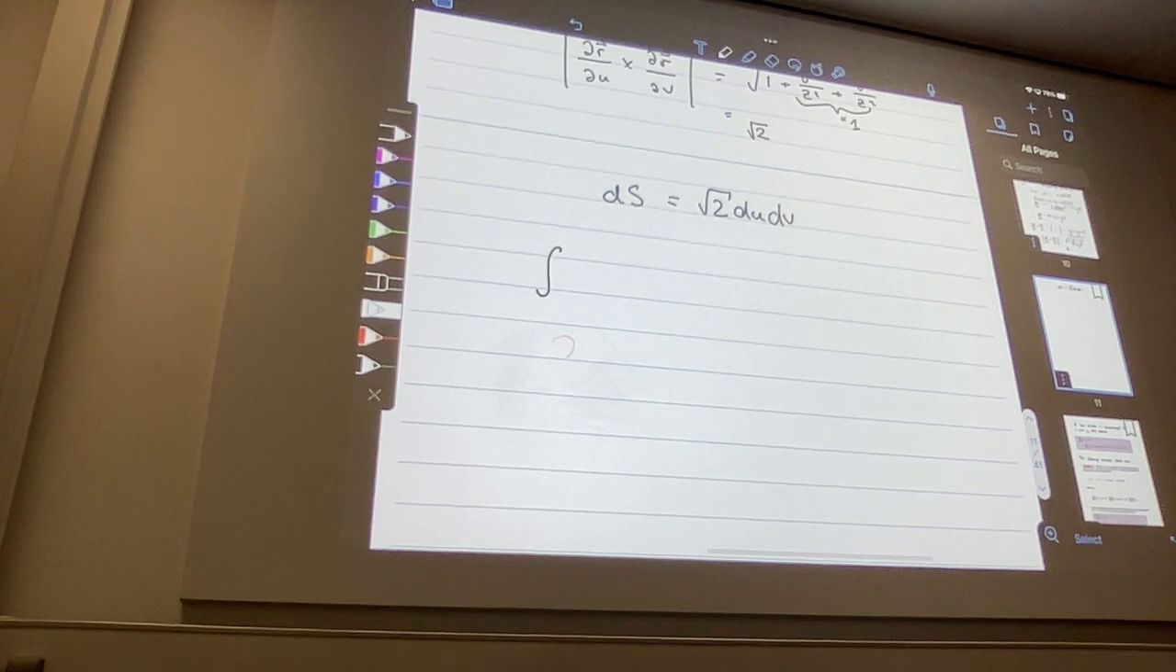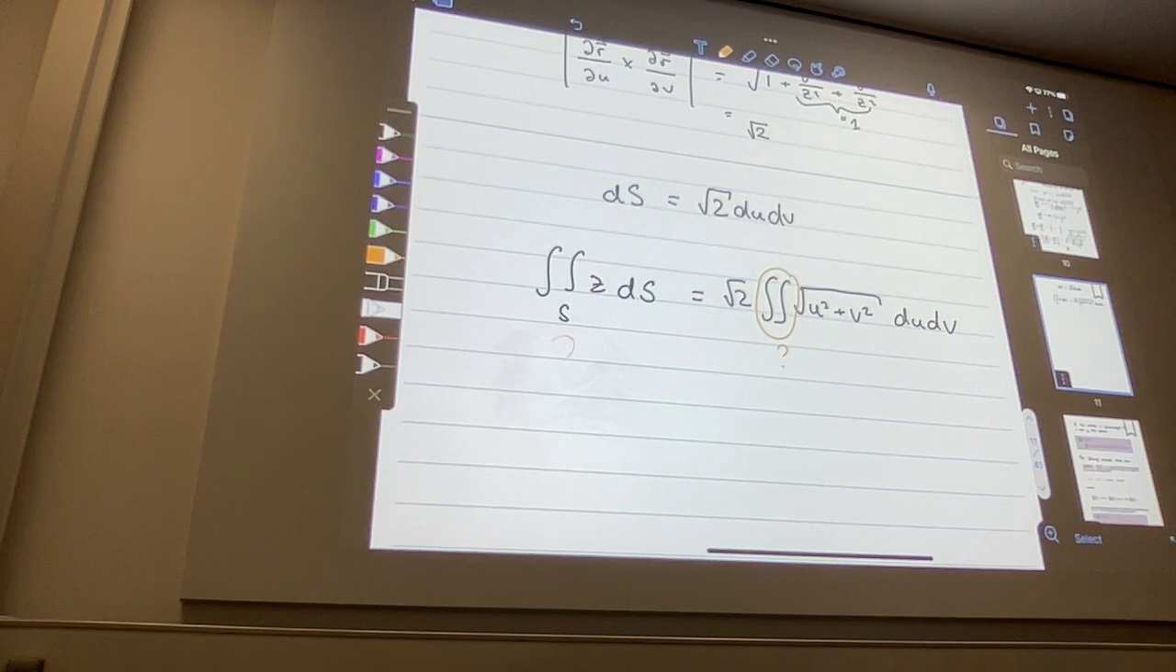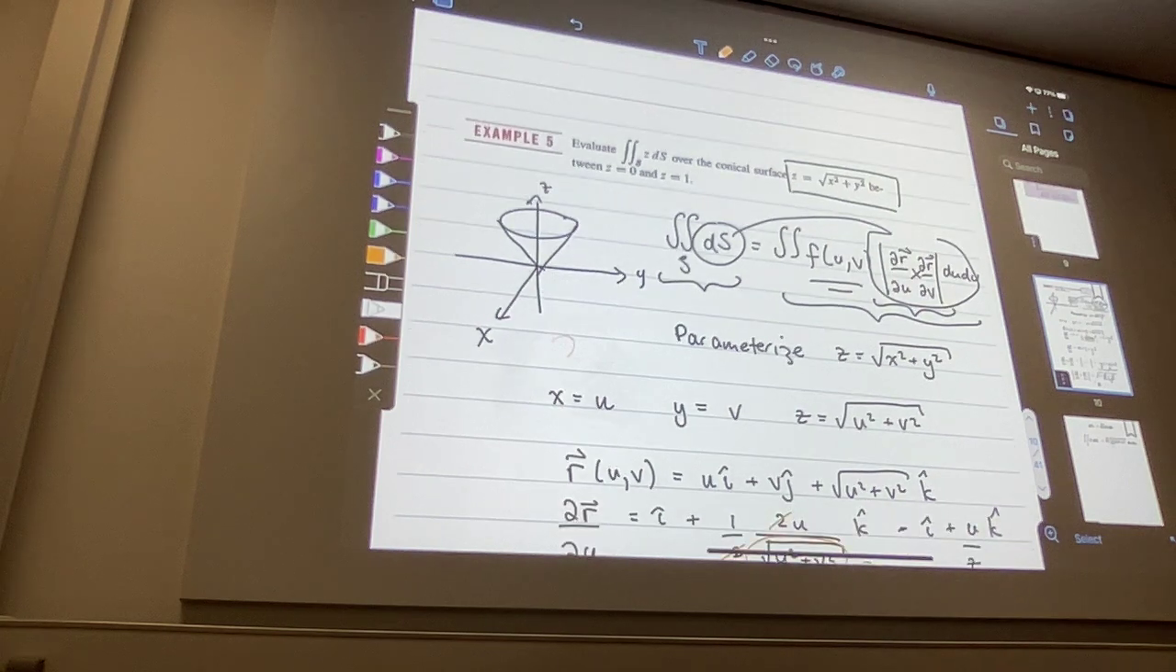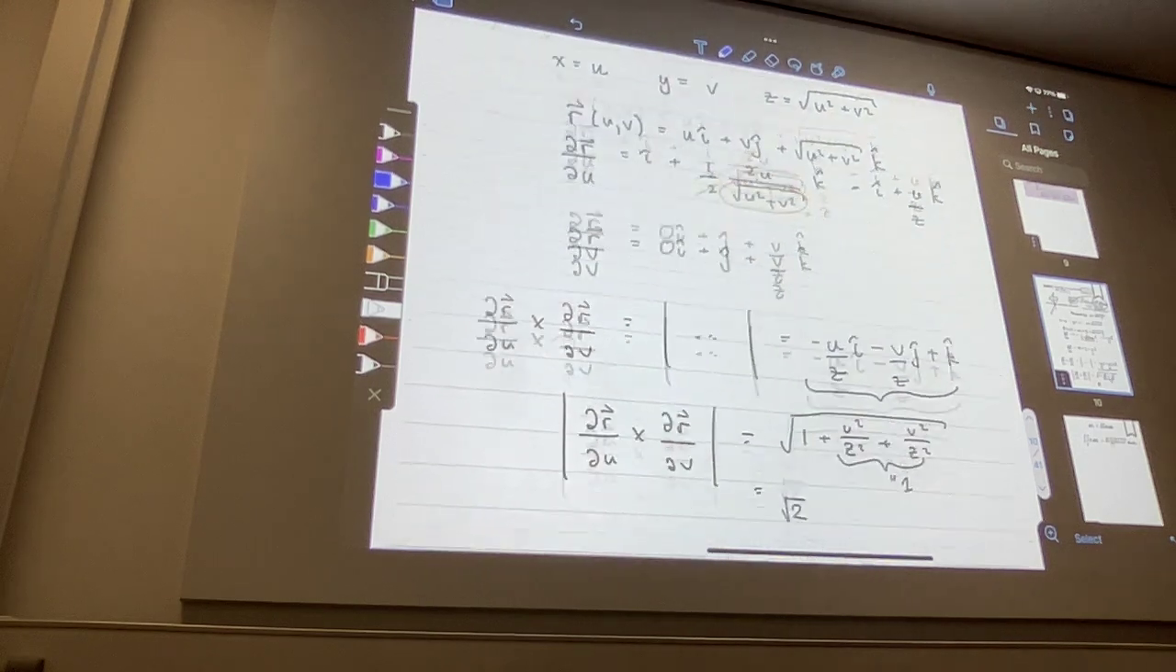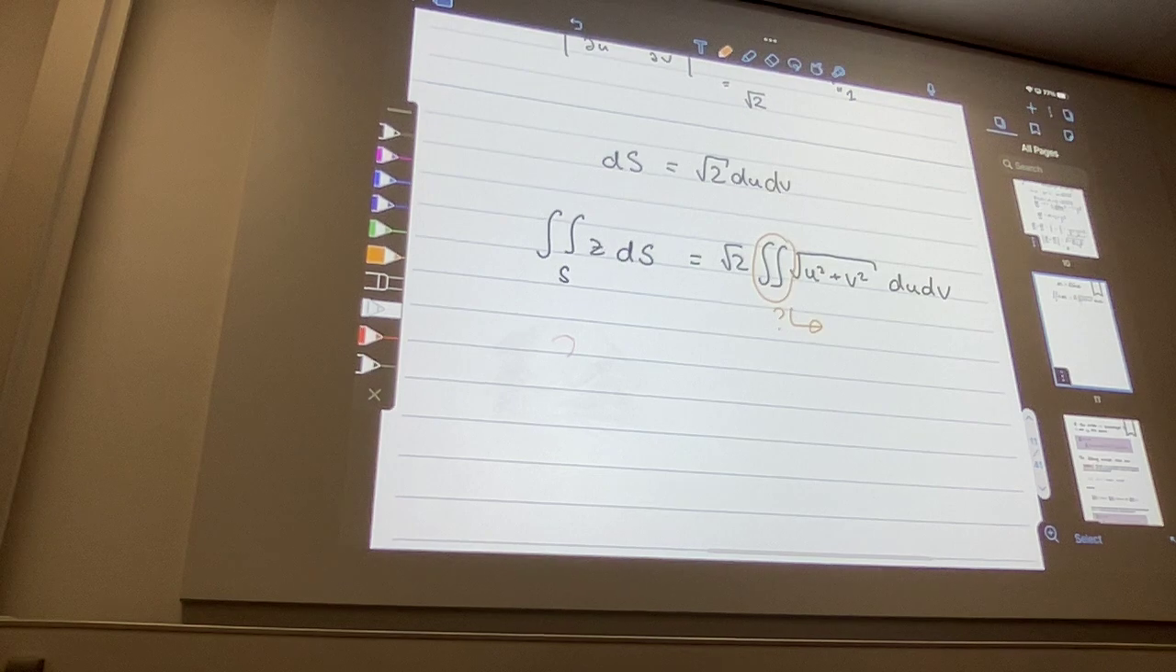Okay, so our integral of z dS is going to be equal to root 2 times the integral of z, well, let's put that in, that's going to be u squared plus v squared, times, so I've taken my root 2 out, du dv. Okay, and the only thing that's left is the question of what these limits are. If we go back to our original question, it says we want our limits to be between z equal to 0 and z equal to 1. And we know that z is equal to root x squared plus y squared.